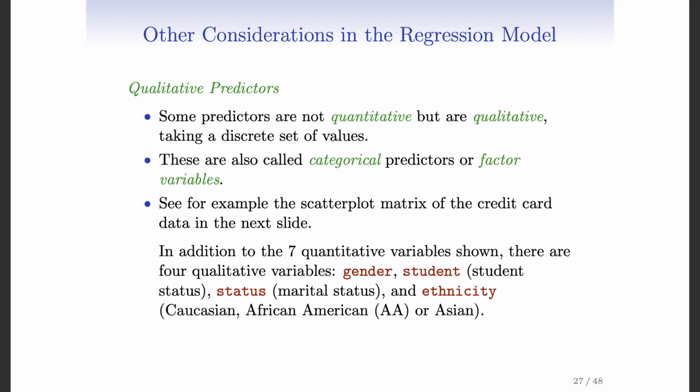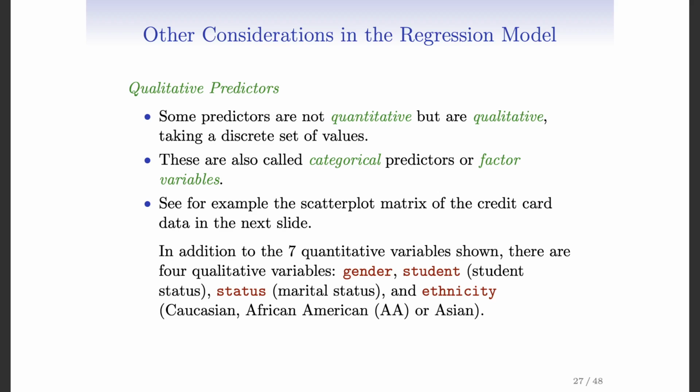Today we proceed with the study of linear regression, introducing two important topics, such as the use of qualitative or categorical predictors and the issue of interactions. So the important point is to note that some predictors are not quantitative, but they are qualitative. This means that they take a discrete set of values, and so they are called qualitative variables or predictors, but also categorical predictors or factor variables.